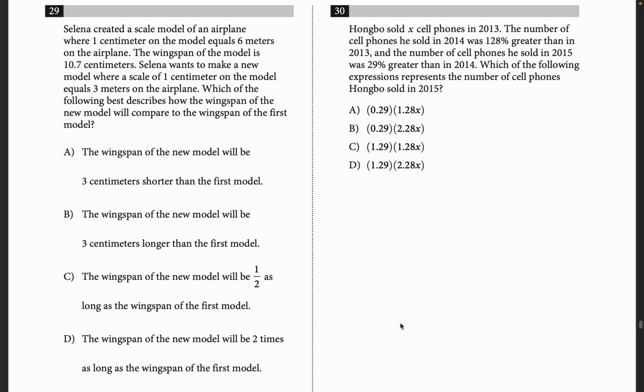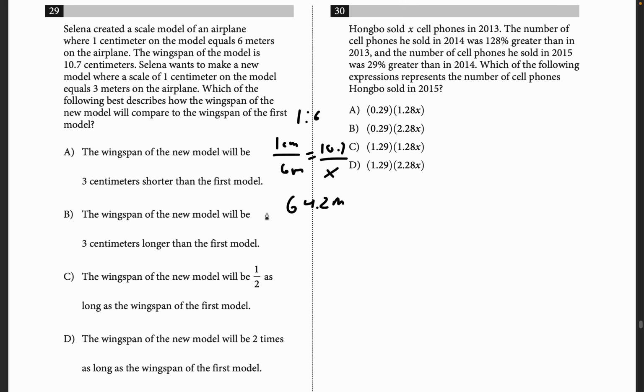Okay, 1 centimeter equals 6 meters. The ratio, we could do 1 to 6. Wingspan of the model equals 10.7. Maybe if they ask for meters, so let's just find the meters just in case. So 10.7, this will be x. 10.7 times 6 is 64.2 meters. Okay, this is 64.2 meters.